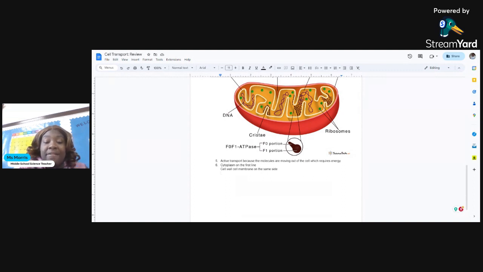So for 7, they wanted to know, describe the proper way to add a saltwater solution to the cells without removing the cover slip. So 2 things to remember, 2 things. First, use a dropper to add the saltwater solution. And on the other side, damp the cover slip with the paper towel.